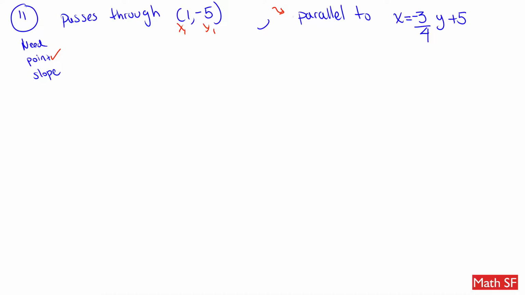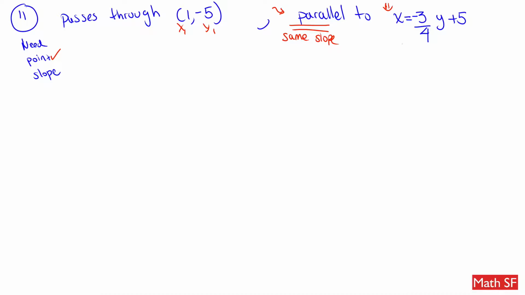So the word parallel means that they're going to have the same slope. So if you find the slope here, then the slope that we're looking for is actually identical to that one. So let's find the slope here.